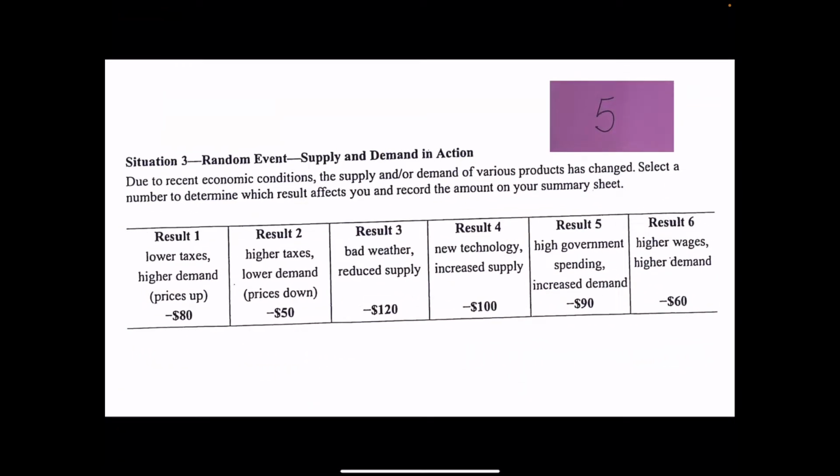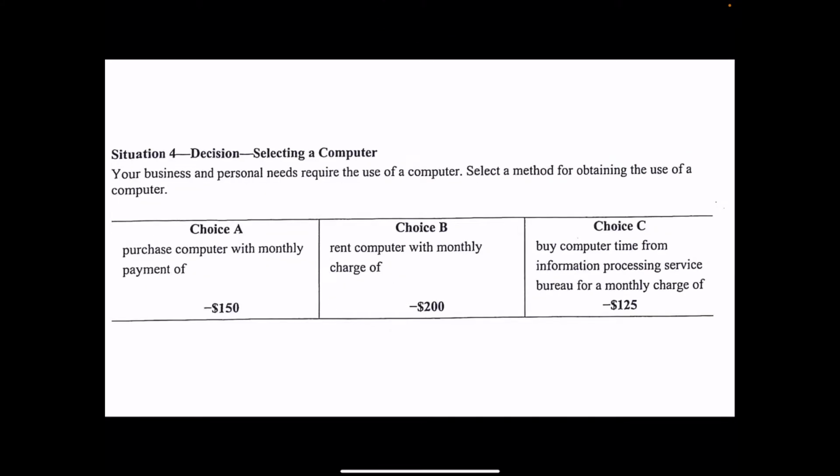So, situation 4. Your business and personal needs require the use of a computer. Select a method for obtaining the use of a computer. So you're going to pick which one you want to choose. Do you want choice A, to purchase a computer with monthly payments of $150? Or would you rent a computer with a monthly charge of $200, or buy the computer for $125? Okay, make your choice and fill in your sheet and fill out your balance.